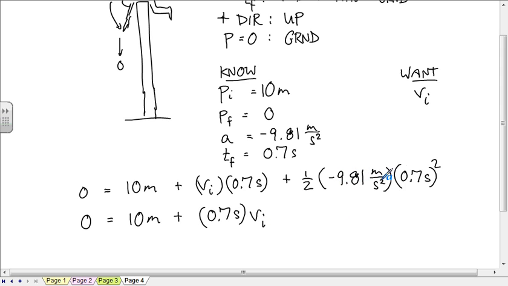What's 4.905 times 0.49? What is it? Okay, so minus 2.40. And the units are going to be, these seconds squared are going to cancel these seconds squared. So 2.4 meters, right? Yep. Yeah, I just carried that along with the 0.7 here. Okay.